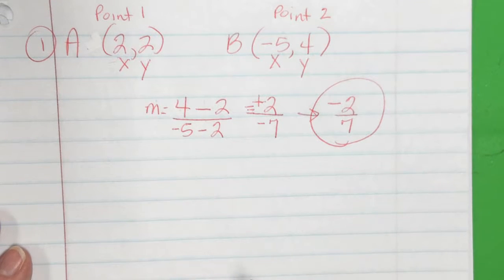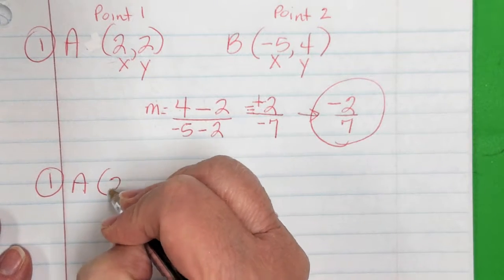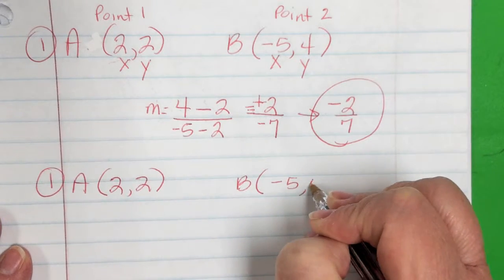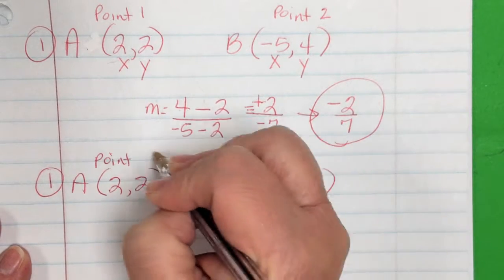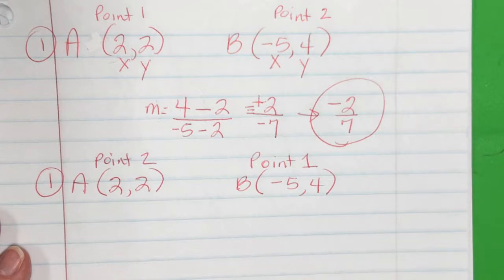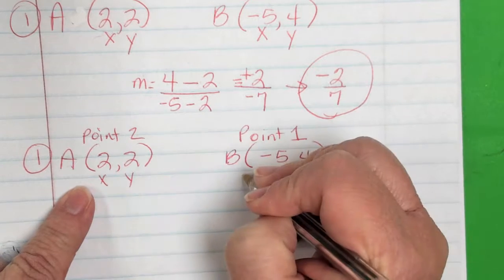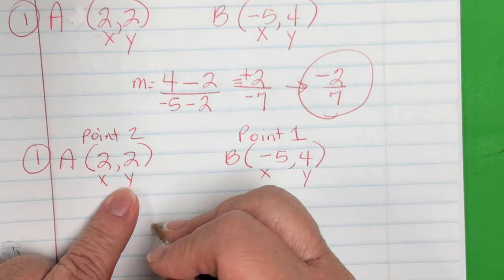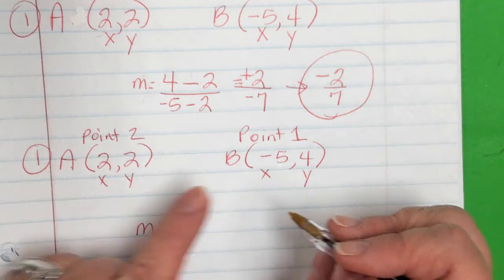Even if you had reversed that, I'm going to do problem number 1 again. If we called this point 2 and this point 1, we're still going to get the same answer. So remember x, y, x, y. All right, point 2, the y value is 2 minus the y value of point 1.